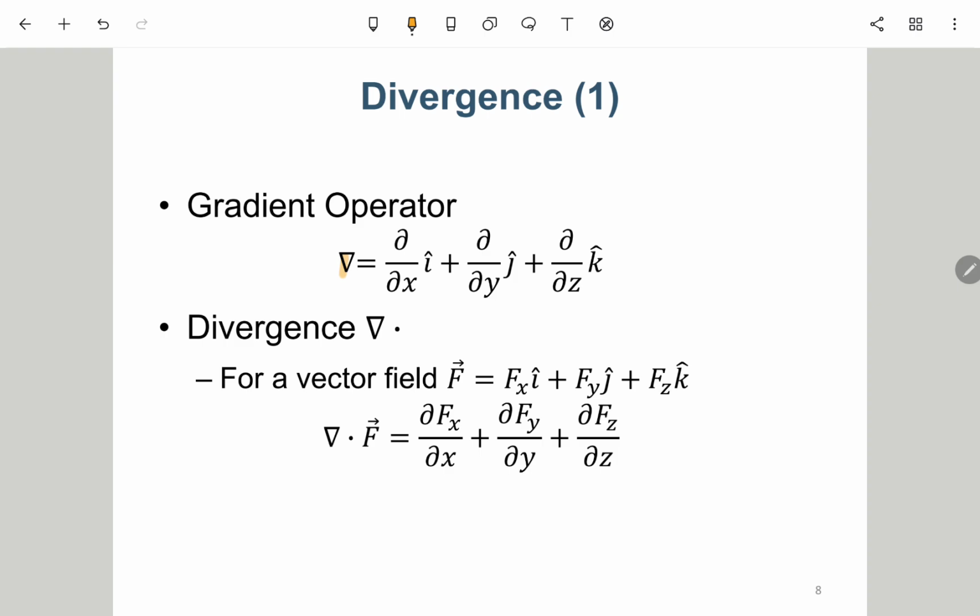So this is the gradient operator, which means it should be followed by a scalar field. In chapter 24, what we learned is E equals negative gradient V, where V is the scalar field. And after the operator, it becomes a vector field, so the left side would be a vector field.